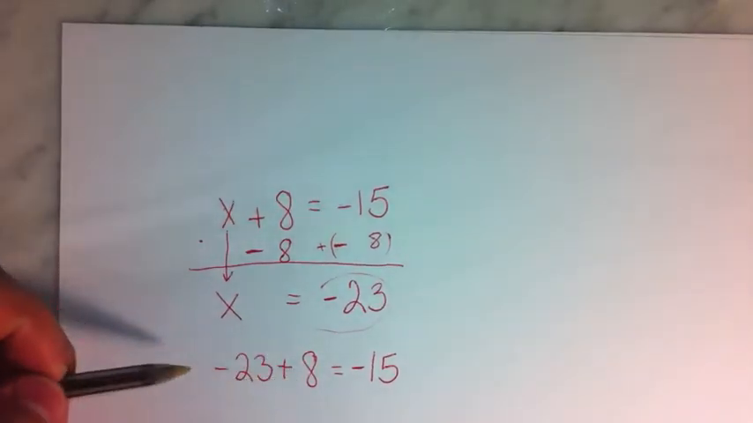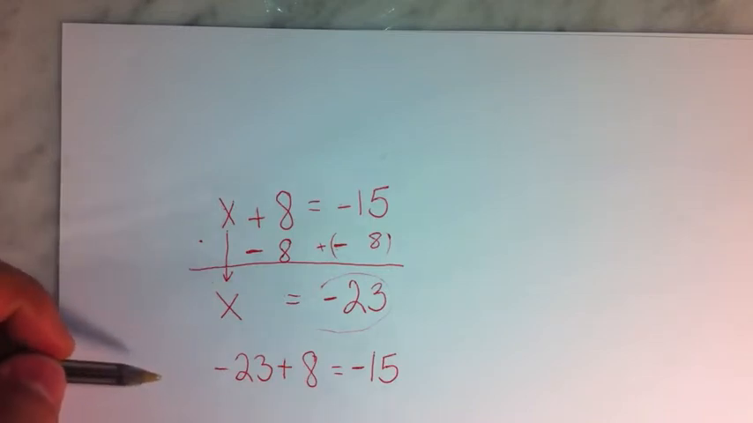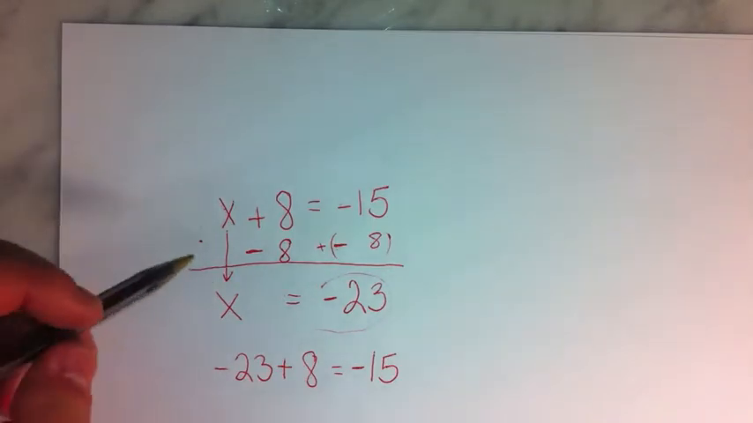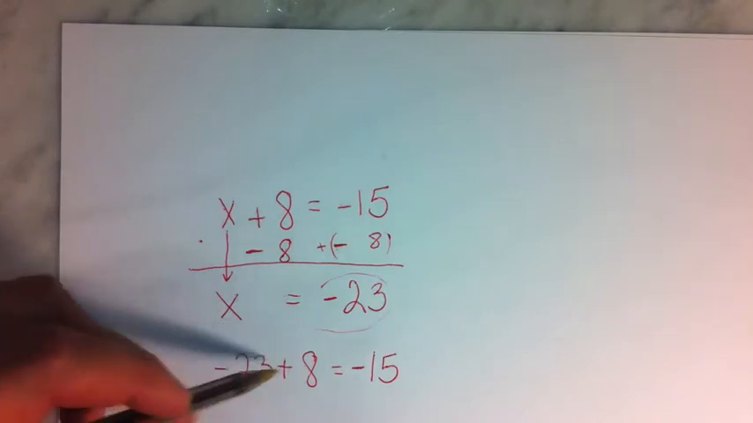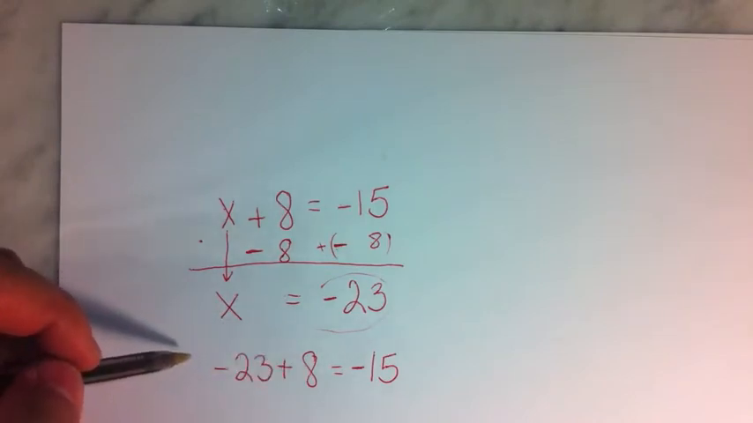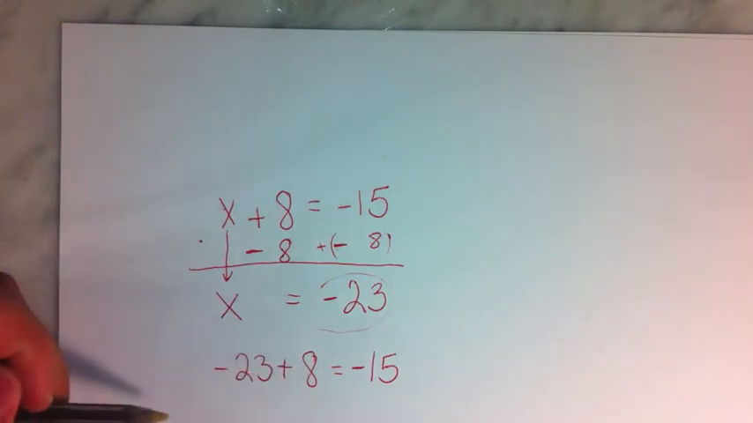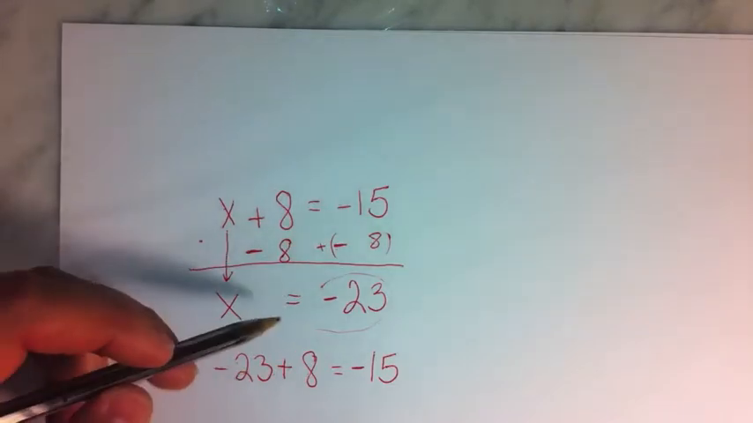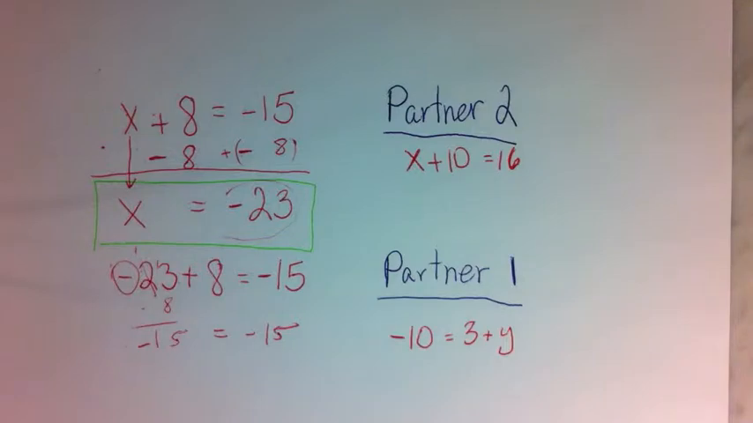So negative 23 plus 8. A lot of you guys can do it in your head. If you can't, you can know they have different signs. And when you have different signs, it's like subtraction, right? So 23 minus 8 is... 23 minus 8 is 15.